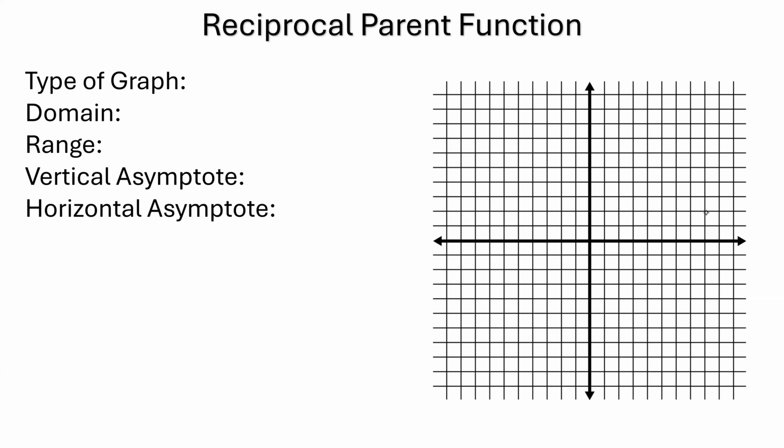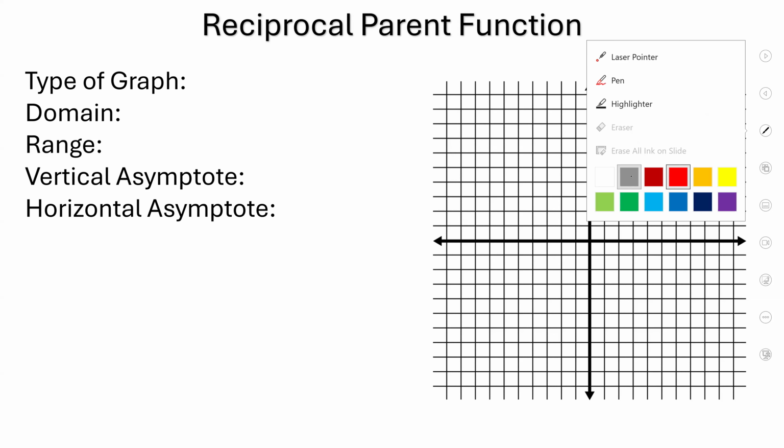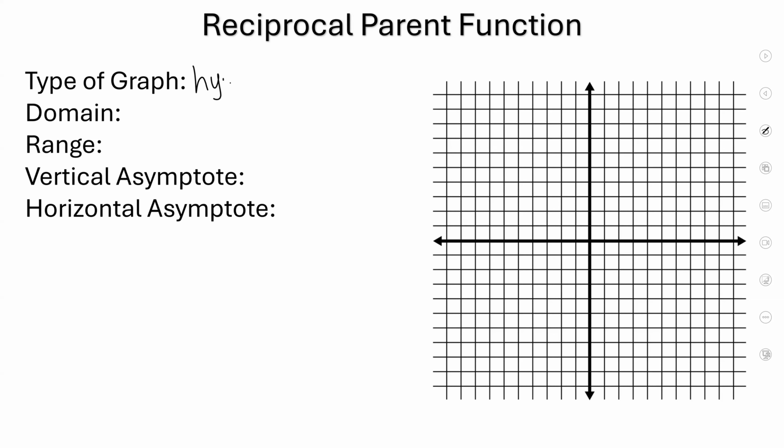So the type of graph, the shape that we call this is a hyperbola. That's the shape that it makes when two things are just opposites. Like that. Those are hyperbolas. Okay, so I'm going to graph the parent function. Remember at 1, it was at 1. What was it at 1/2? 2. You just flip it.